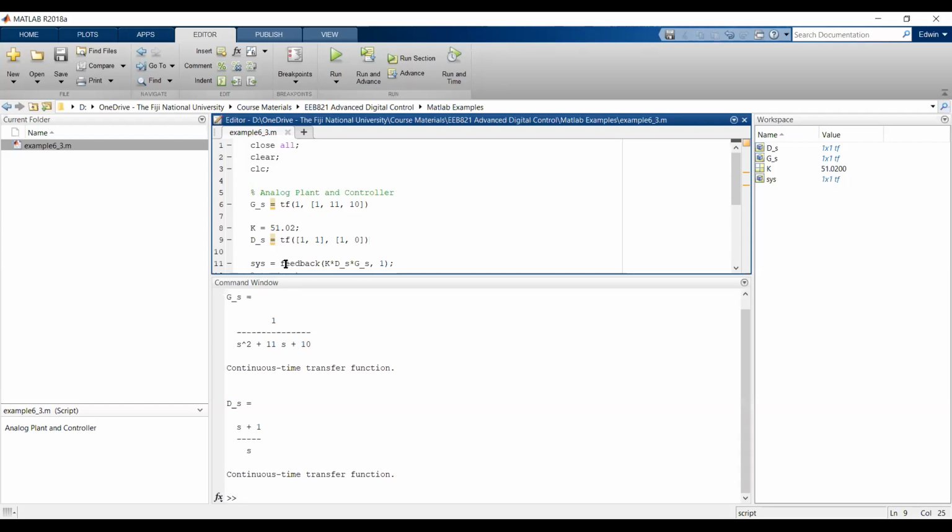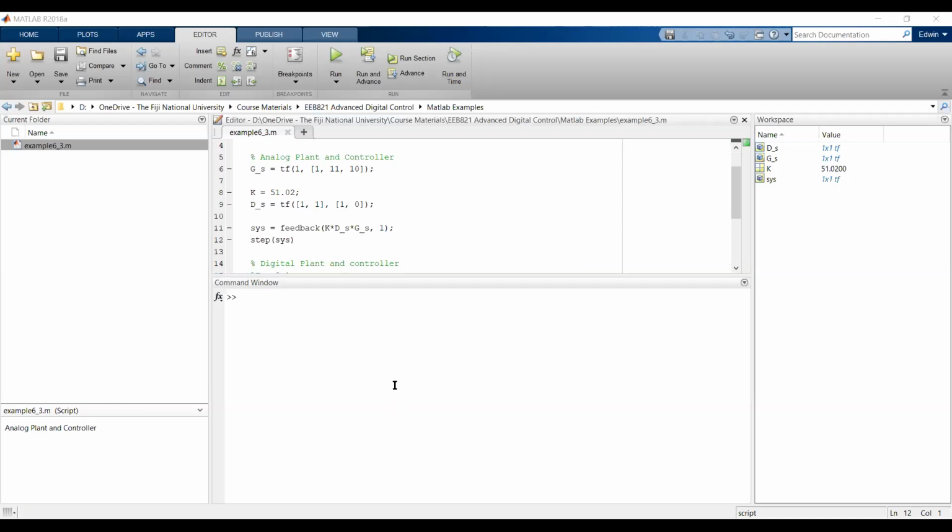To get a feedback system with K, the plant transfer function, and the controller transfer function, I use a variable called sys and the feedback function in MATLAB. Then I do a step of the system to see if this system is stable. When I run this, I should get a step response, which is this.